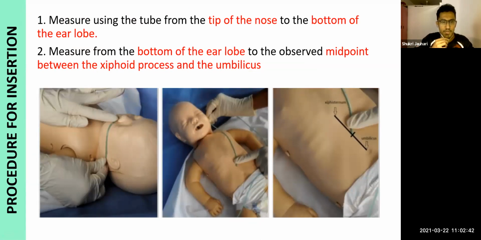Okay, so for the procedure for insertion, the first step is measurement. We will measure using the tube from the tip of the nose to the bottom of the earlobe. Then we will continue the measurement from the bottom of the earlobe to the observed midpoint between the xiphoid process and the umbilicus, like shown in the third picture. Okay, next.